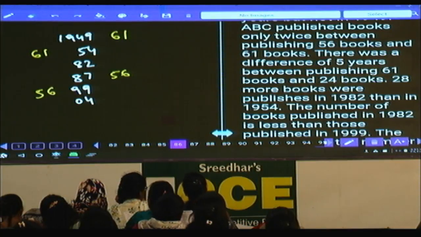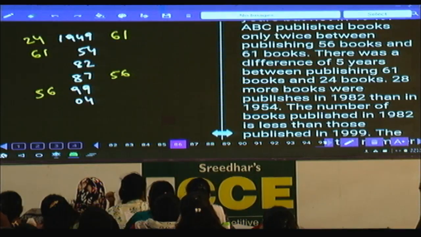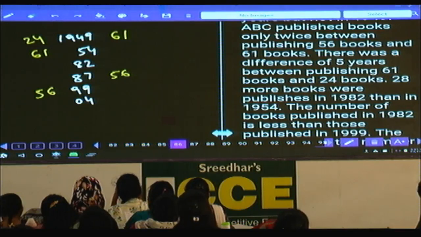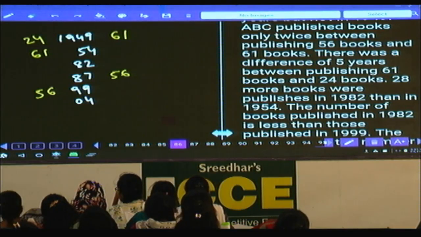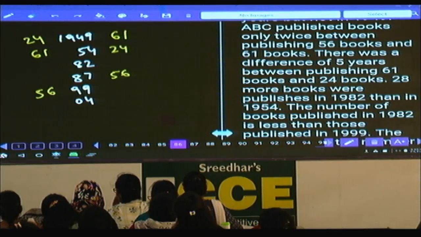Now 54 and 61, and what is the other number we have? 61 and 24. Now in this one 24 can be here. Between 1949 and 54 the difference is only 5 years. Whether the difference is positive or negative is not clearly given. And similarly here also 24 can be here.